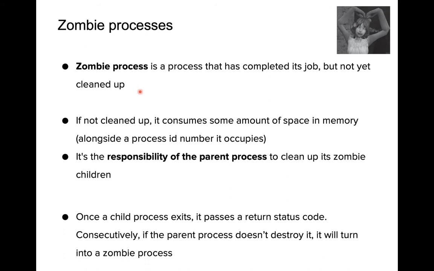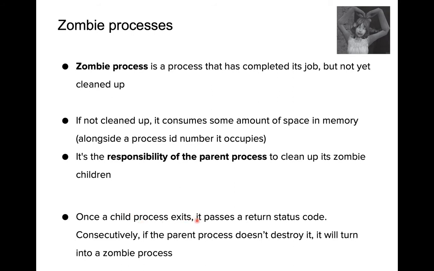And if it becomes redundant, it will put more pressure on your cpu and also on your memory, and your computer will become slower. So every time the main program or the parent program starts some child processes, it should keep track of those child processes, and once they are completed, it should kill all its child processes. If not cleaned up, a zombie consumes some amount of your space and memory, alongside a process id number it occupies. It's the responsibility of the parent process to clean up its zombie children. So it should just shut down its bad children, which are the zombie children.